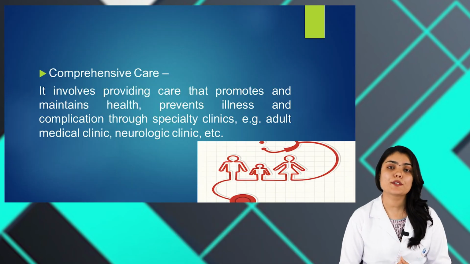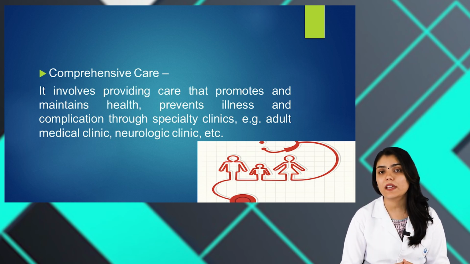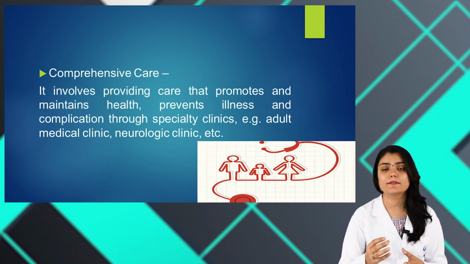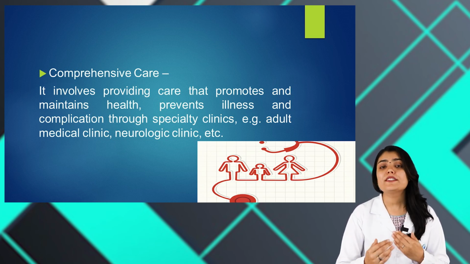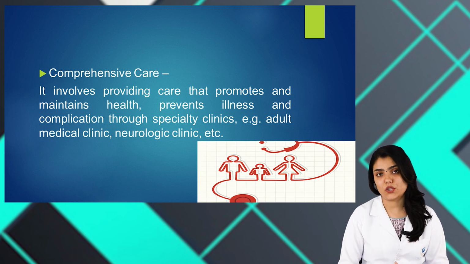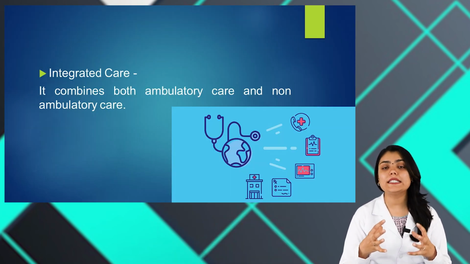The next scope of the hospital is comprehensive care. Now, what is comprehensive care? Comprehensive care is care that is provided in order to promote the health of the individual, maintain the health of the individual, as well as prevent various illnesses and complications. Now, we've heard of various specialty clinics, for example, a neurology clinic or a medical adult clinic. All of these specialized clinics are open in order to provide comprehensive care to the patient suffering from a particular disease. The next scope of hospital is to provide integrated care.